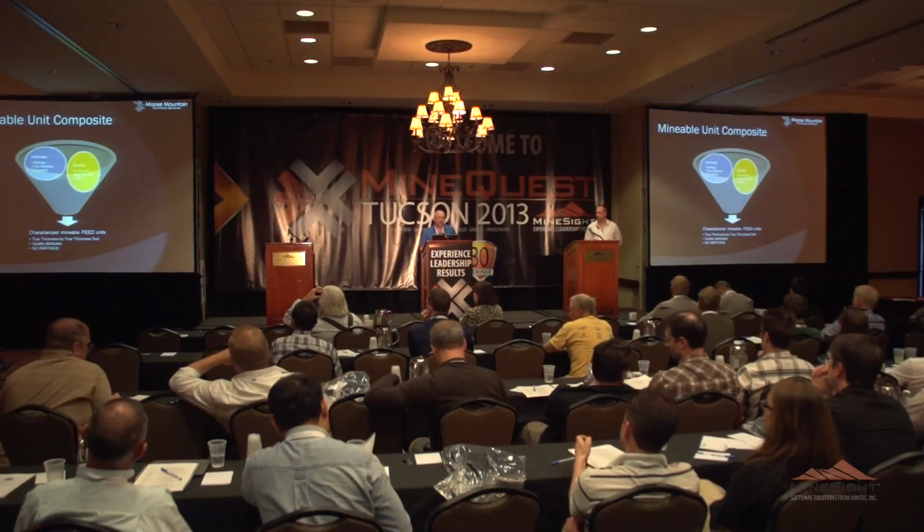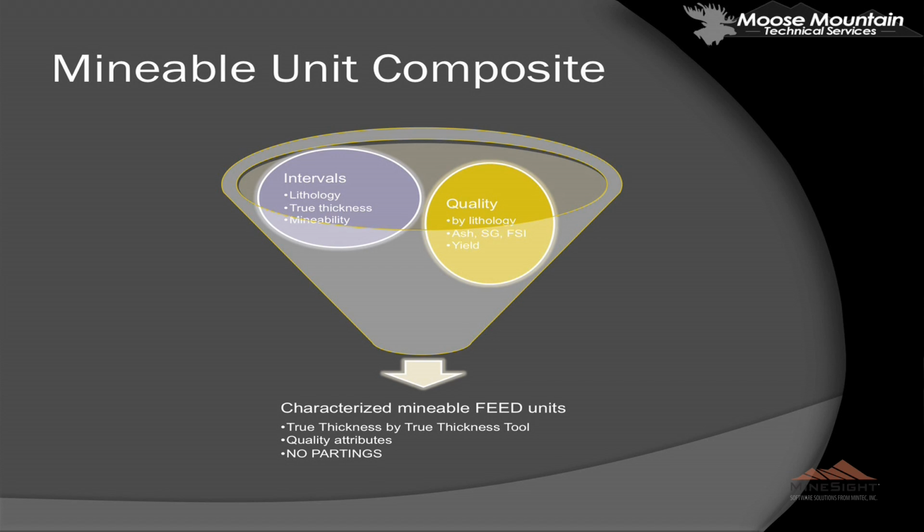Okay, mineable unit composite. We talked about this some. The inputs here are the interval coverage in the MS torque coverage, and also the quality units by lithology. So we're typically looking at ash, SG, FSI and yield for each of the individual plies within that mineable unit. What's output is the quality attributes for that mineable unit and no separable partings.